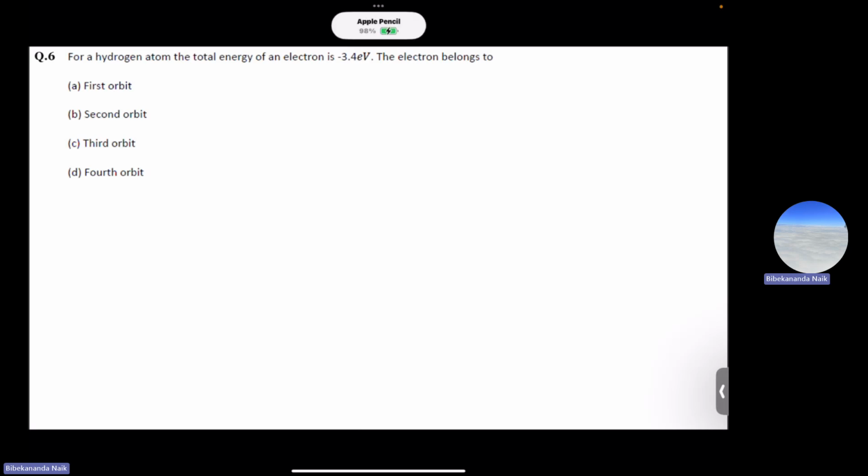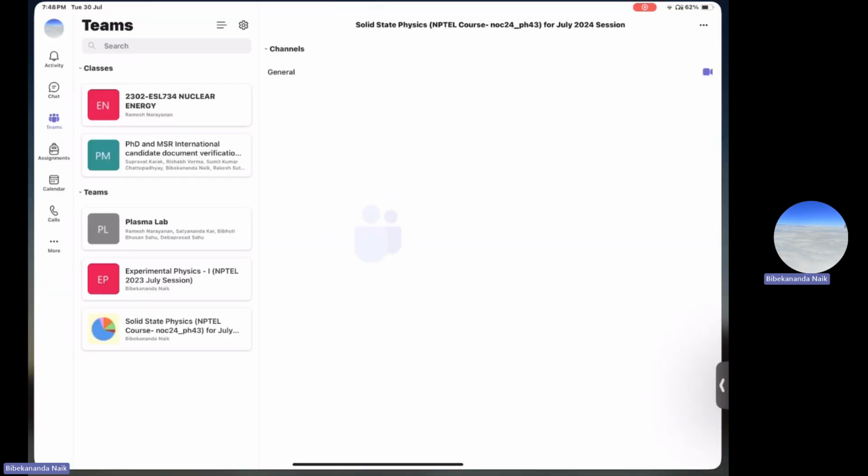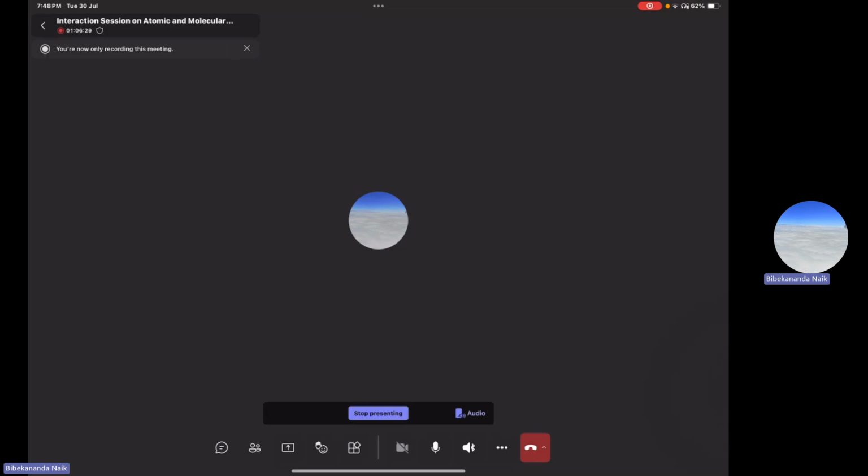Coming to question 6, for a hydrogen atom, the total energy of an electron is minus 3.4 electron volt. Then the electron belongs to option A first orbit, option B second orbit, option C third orbit, or option D fourth orbit. So I will give you a few minutes to try this question, and then we will discuss how we will determine whether the electron belongs to first, second, third, or fourth orbit, depending upon the energy value it has.